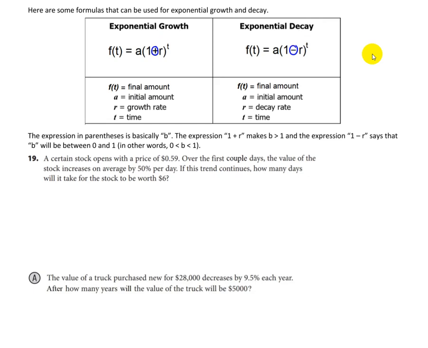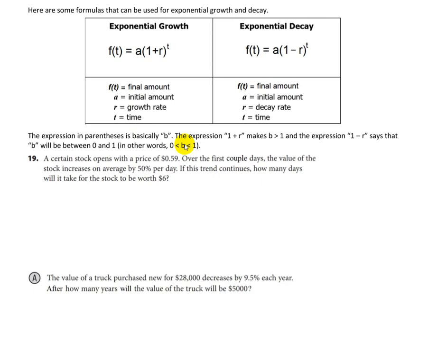Okay, so some terminology here. f of t would represent your final amount. The constant a would represent your initial amount. R would represent either your growth rate or decay rate, depending on which formula you use. And t would represent time.